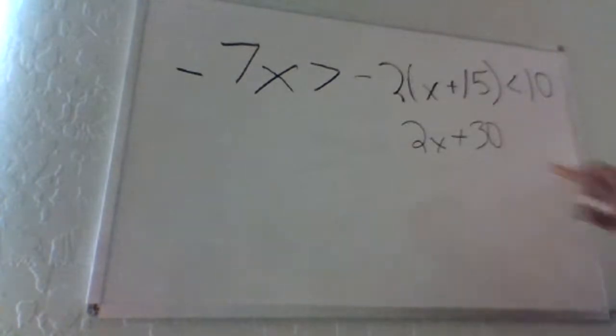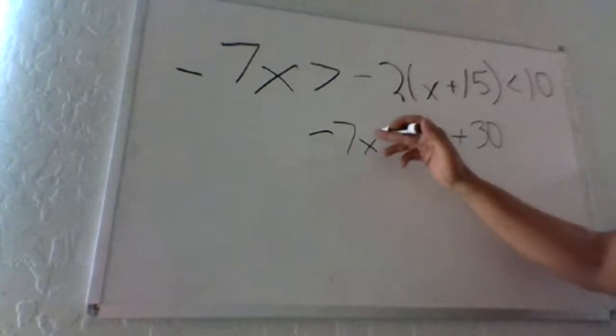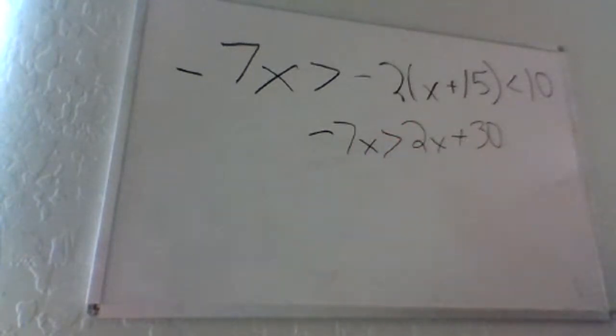Before we can, do we separate the problem first? Okay, so we rewrite the problem: negative 7x greater than 2x plus 30. Okay. Now what, Alma?